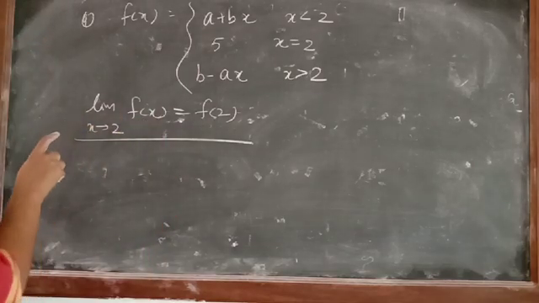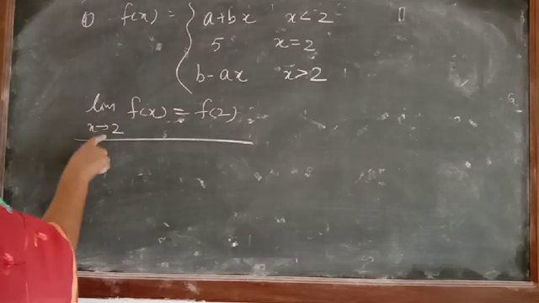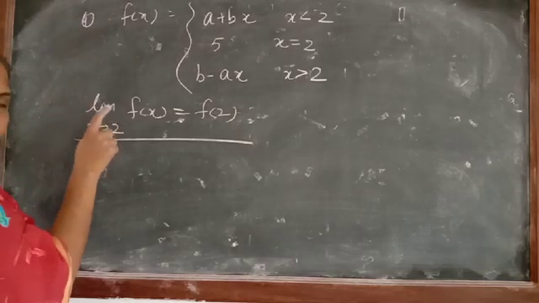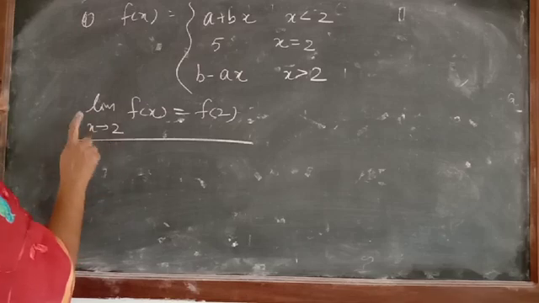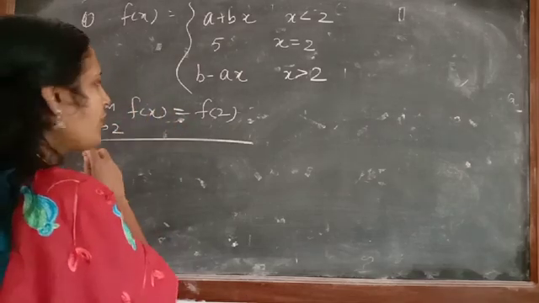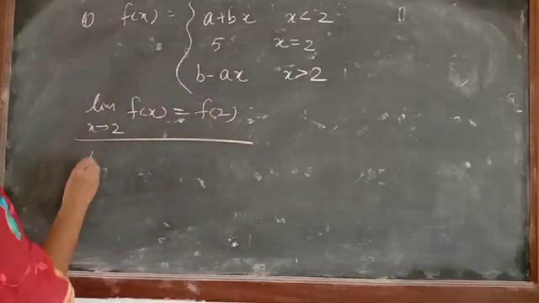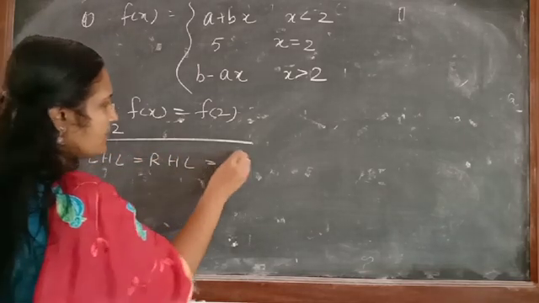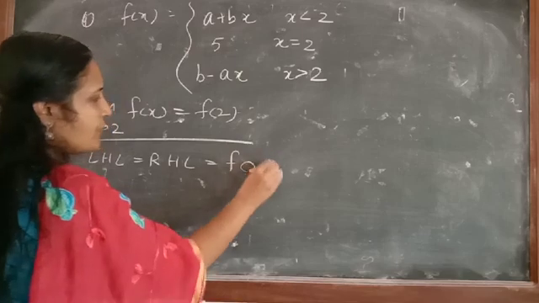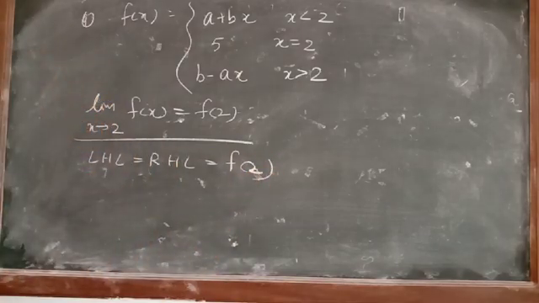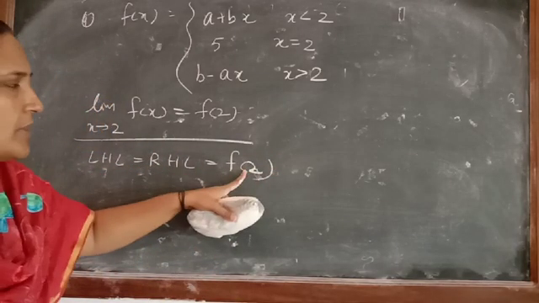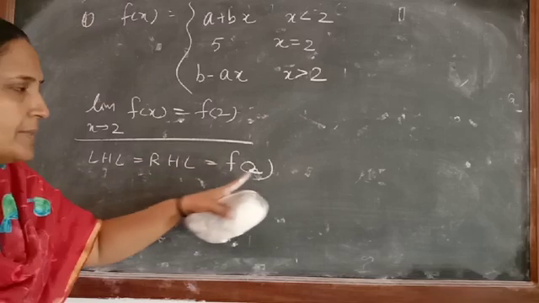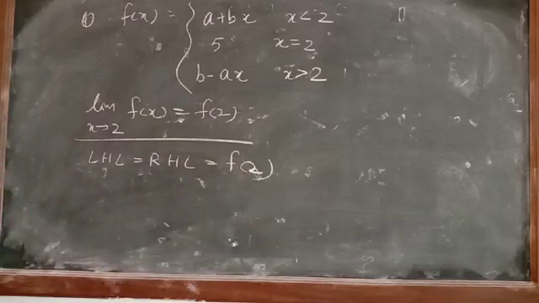What does this mean? Yes, this means left hand limit and right hand limit both are equal and both are equal to f of 2. So this expression means left hand limit equal to right hand limit equal to f of 2. Okay. So now left hand limit is also equal to f of 2. Right hand limit is also equal to f of 2.